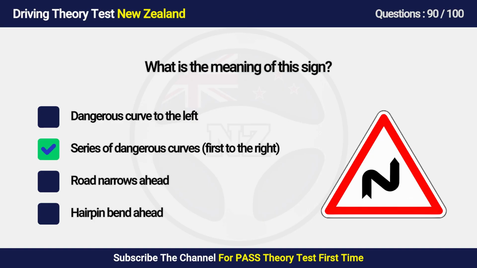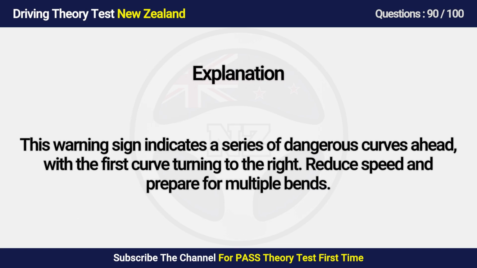Answer is B. Series of dangerous curves first to the right. This warning sign indicates a series of dangerous curves ahead, with the first curve turning to the right. Reduce speed and prepare for multiple bends.